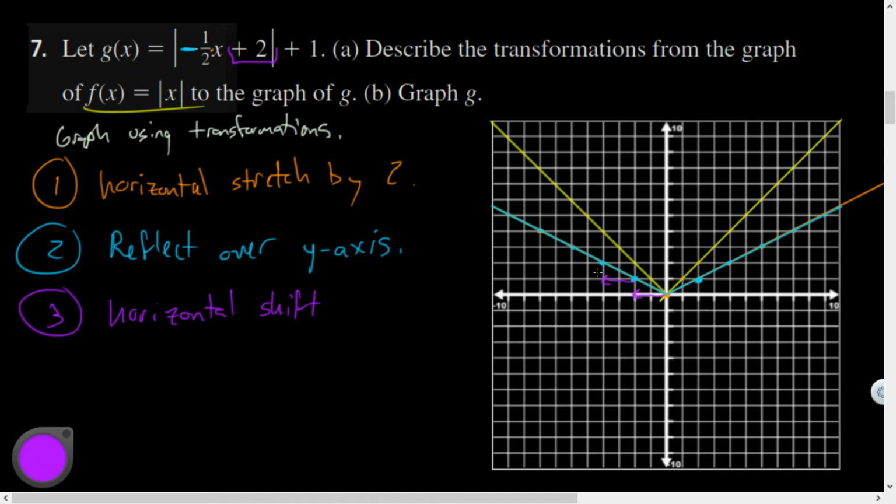So we shift it to the left 2 units. This one 2 units. This one 2 units.